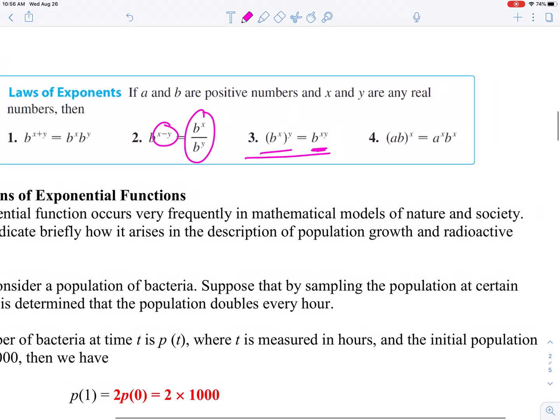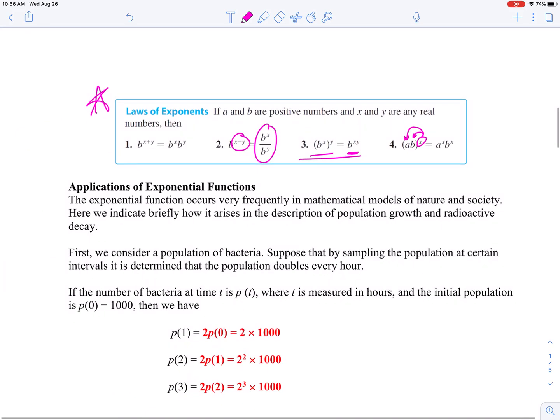And number 4, sort of like a distribution rule, right? If you have the x outside the parentheses, you've got to make sure you share that x exponent with everything that's multiplied and divided inside the parentheses. Alright, so again, important things to remember.